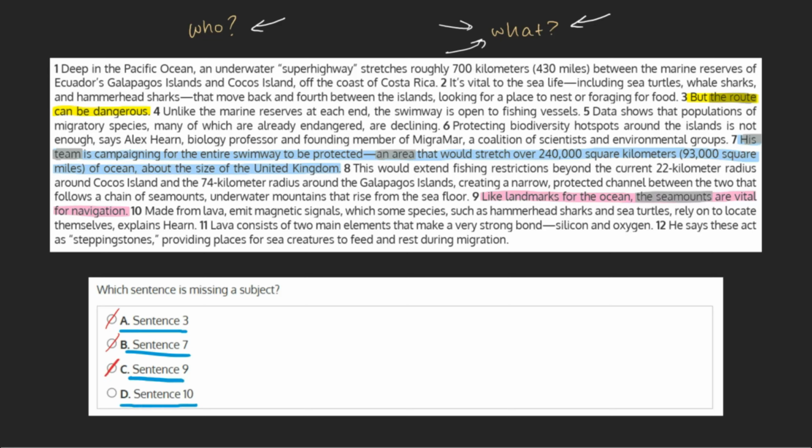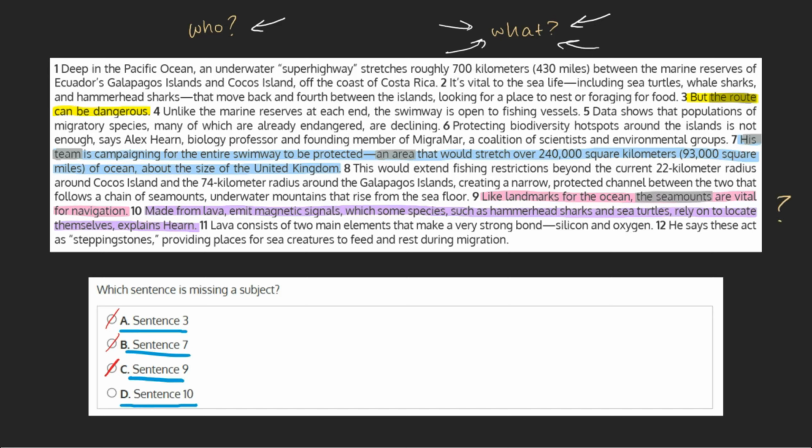And D. Sentence 10. Made from lava, emit magnetic signals, which some species, such as hammerhead sharks and sea turtles, rely on to locate themselves, explains Hearn. Again, we have more than one subject, so we'll start at the beginning. What emits magnetic signals? The sentence doesn't tell us.